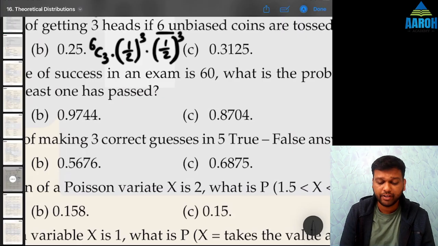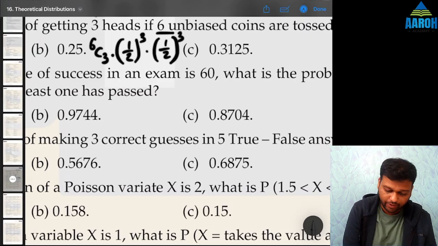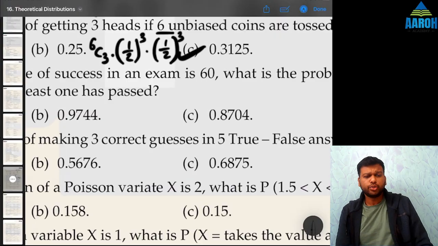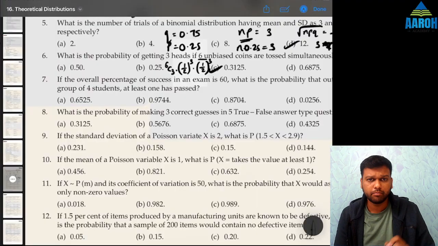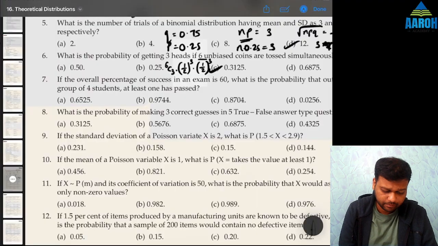1 by 2 is 0.5, raised to 6, multiplied by 6C3. So what is 6C3? 6 into 5 into 4 divided by 6, which is 20. So the answer will be 0.3125, which is option C. You should be able to do this all on the calculator, so that you don't need to write any intermediate steps, because it will be faster in the exam.